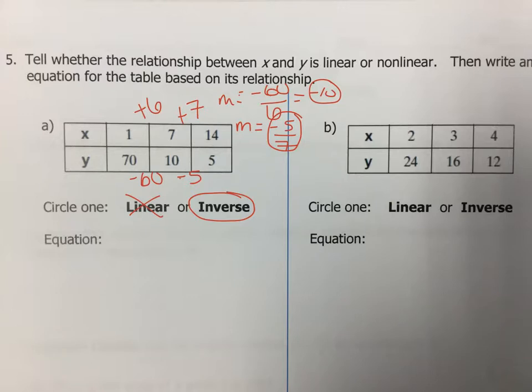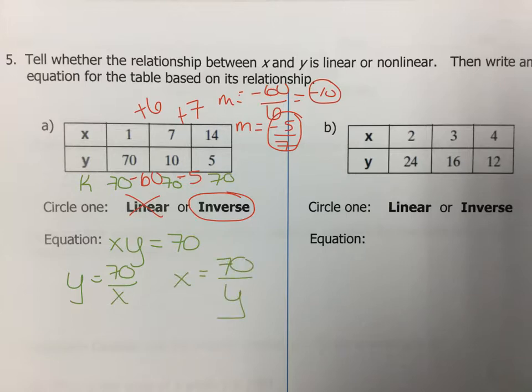So in order to write my equation for inverse, I have to have a k value. So I'm going to check here in my table by multiplying my x's and y's. 1 times 70 is 70. 7 times 10, 70. And 14 times 5 is also 70. So I know my k value is 70. So one of the equations I can write is simply x times y equals 70. Or I could write it as y equals 70 over x. Or I could write x equals 70 over y. Any one of those equations would represent the inverse relationship in table A.